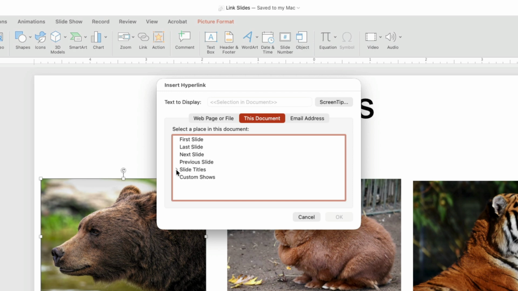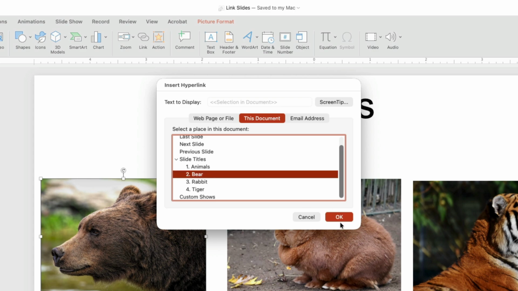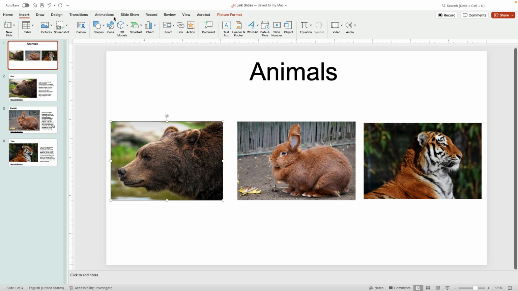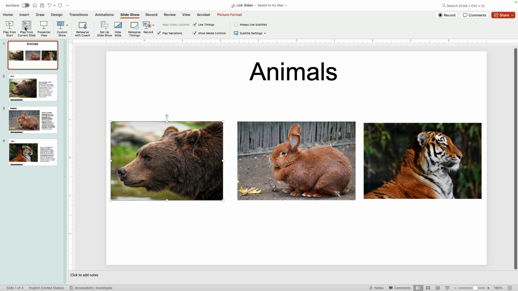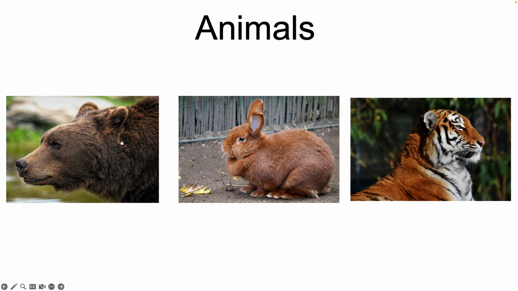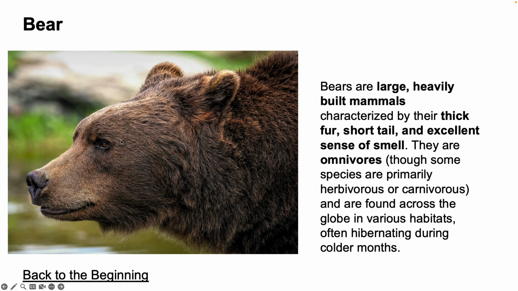And you can click on this arrow to see the other slides that you have in your presentation. So if I want this slide to go to the bear, I click on bear, then I select OK. And then when I enter my slideshow, when I click on the bear, it will go to the slide with the bear.